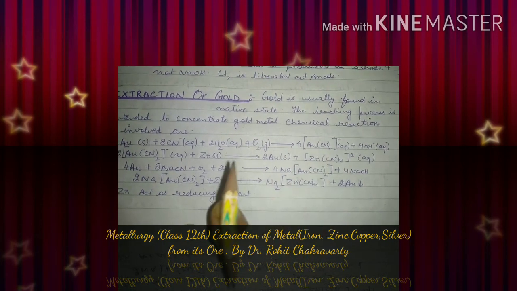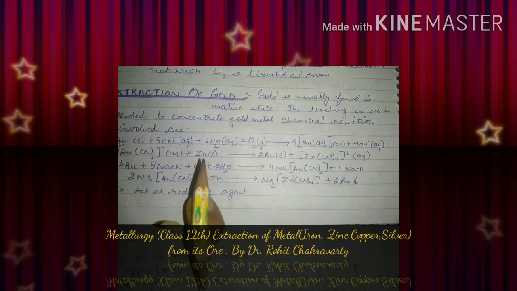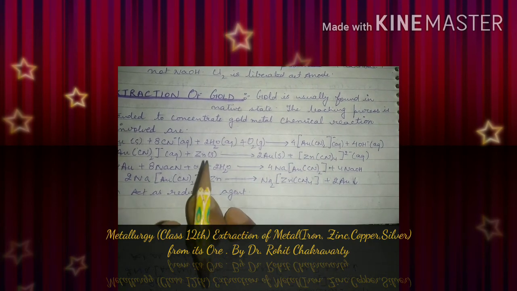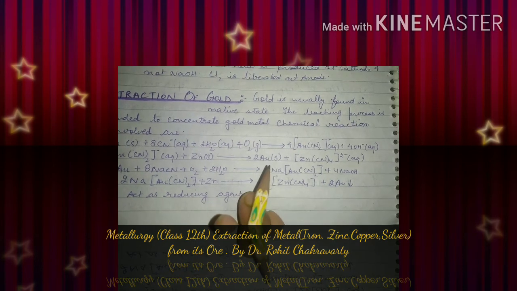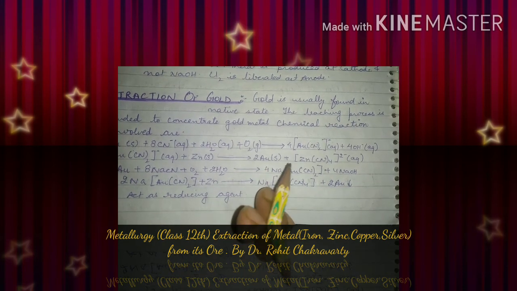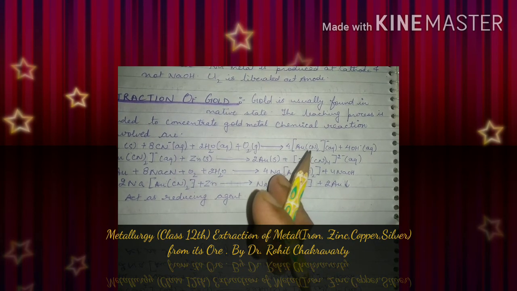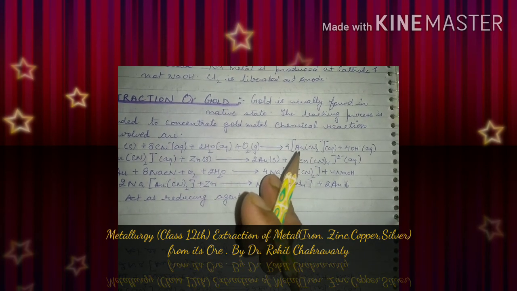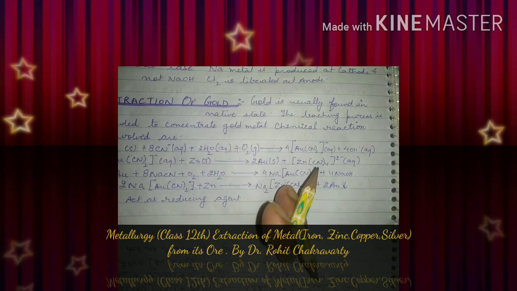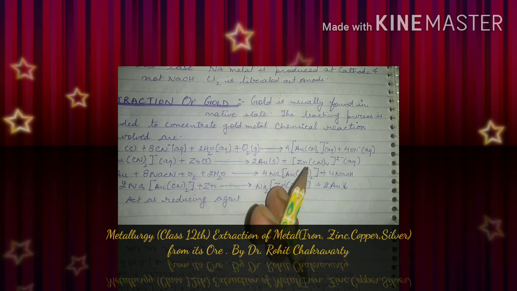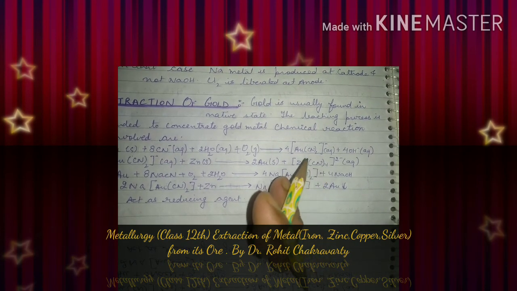Then there is a reaction between this complex and zinc. It acts as a reducing agent. Here you can see gold metal gets separated out. With cyanide, only 2 ions get attached to gold. However, in this you can see the zinc ion can make a complex with 4 cyanide ions.